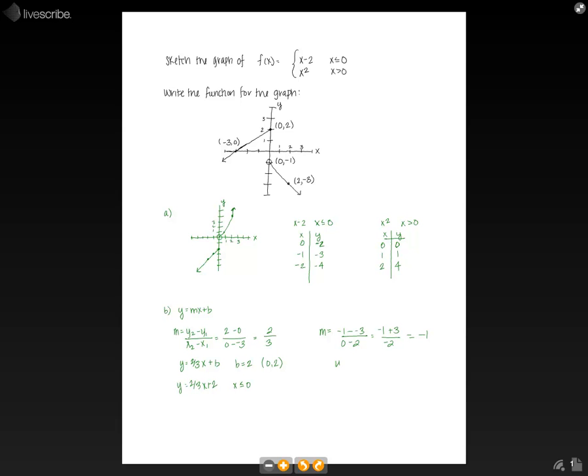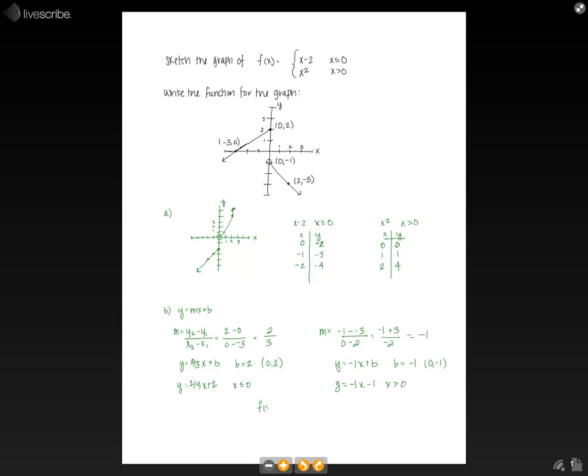Alright, so now we have y equals negative 1x plus b. And again, the y-intercept is located on the graph, 0, negative 1, so b is equal to negative 1 because of the point 0, negative 1. So for that equation, we have y equals negative 1x minus 1. Alright, and we know that the domain for that is x is greater than 0, because we have that open circle on 0, negative 1, which means it's not included.